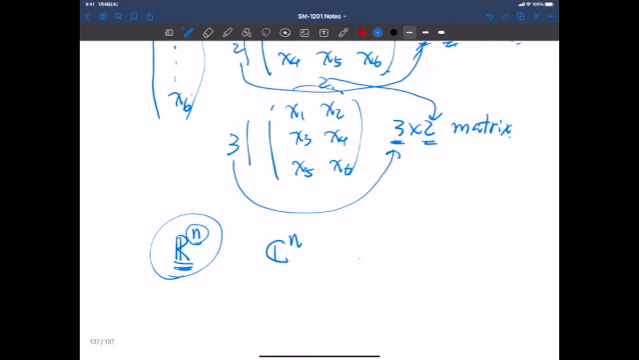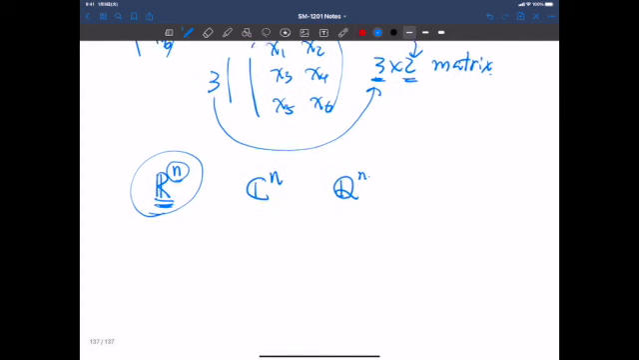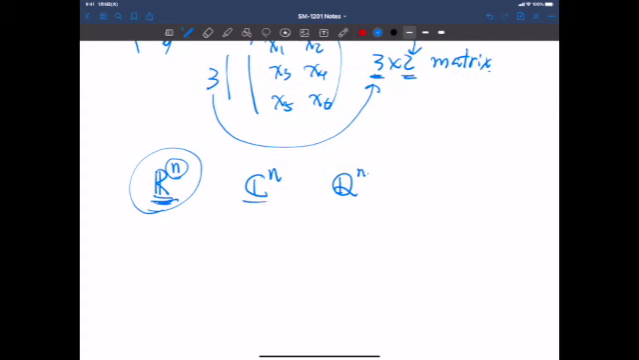Or we could use rational numbers to define vectors and matrices. In fact, as long as we have a field, these real numbers, complex numbers, and rational numbers, they are all fields. So let's say we have some field K. Then we can define a vector space based on this field.